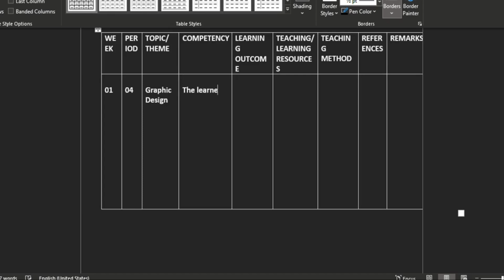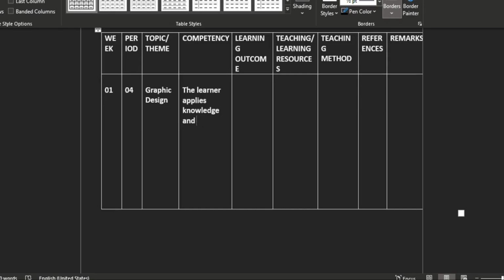Then the topic or theme that we are going to put here, for example, is graphics design. The topic itself is the graphic art language. Then the theme is graphics designing. In the syllabus, it shows that it should be 8 periods. That's what it shows in the syllabus.